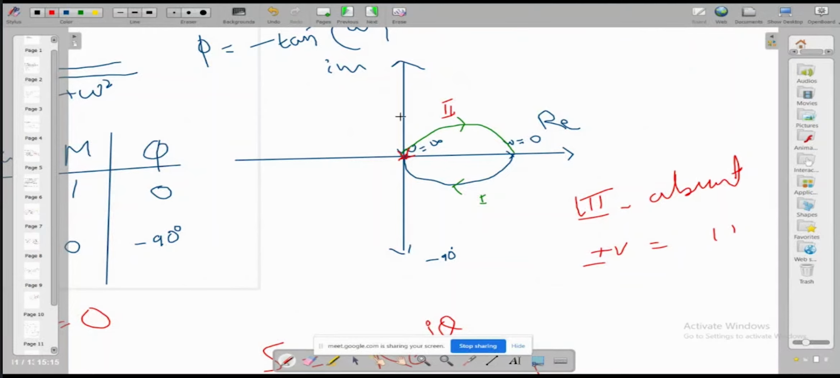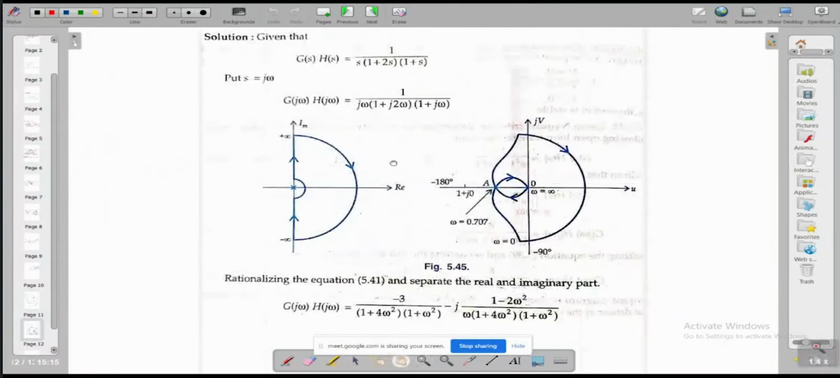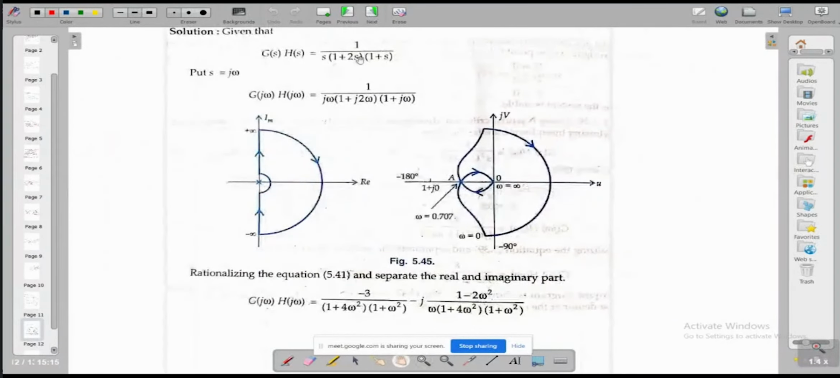Okay. Now if we see another example, we go for this one: 1 divided by s into 1 plus 2s into 1 plus s. Now put s equals j omega. So now this will be 1 divided by j omega into 1 plus 2j omega into 1 plus j omega.